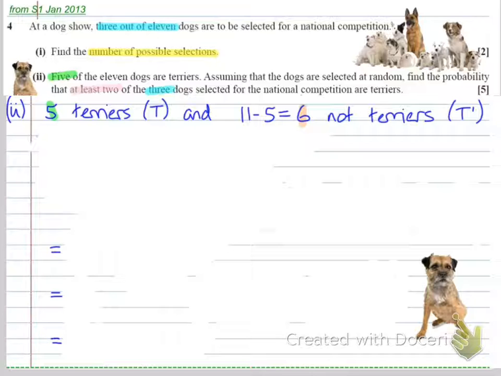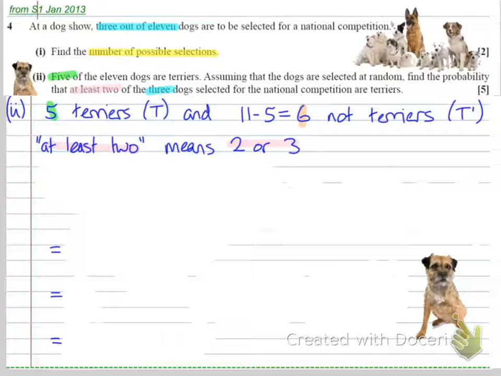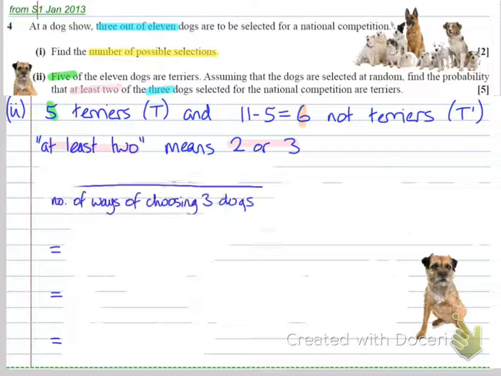So when we're doing this, we're going to be looking at the number of ways of choosing these dogs, and the wording of the question says at least 2. So at least 2 means 2 or 3. So that means we've either got 2 terriers and 1 dog which is not a terrier, or we've got 3 terriers. And we're looking at the number of ways of doing this out of the number of ways of selecting our 3 dogs. So our denominator is actually going to be the answer to part 1. The denominator, the number of ways of choosing 3 dogs, should be quite straightforward. The numerator is going to be the more difficult bit.